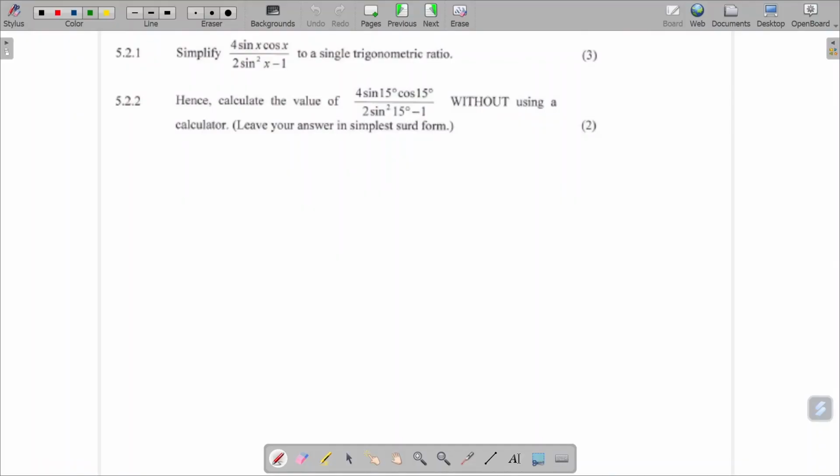Okay, so again, be wary of these Pythagoras type questions that they now start asking for this topic. Okay. Simplify this down to a single trigonometric ratio. Okay.